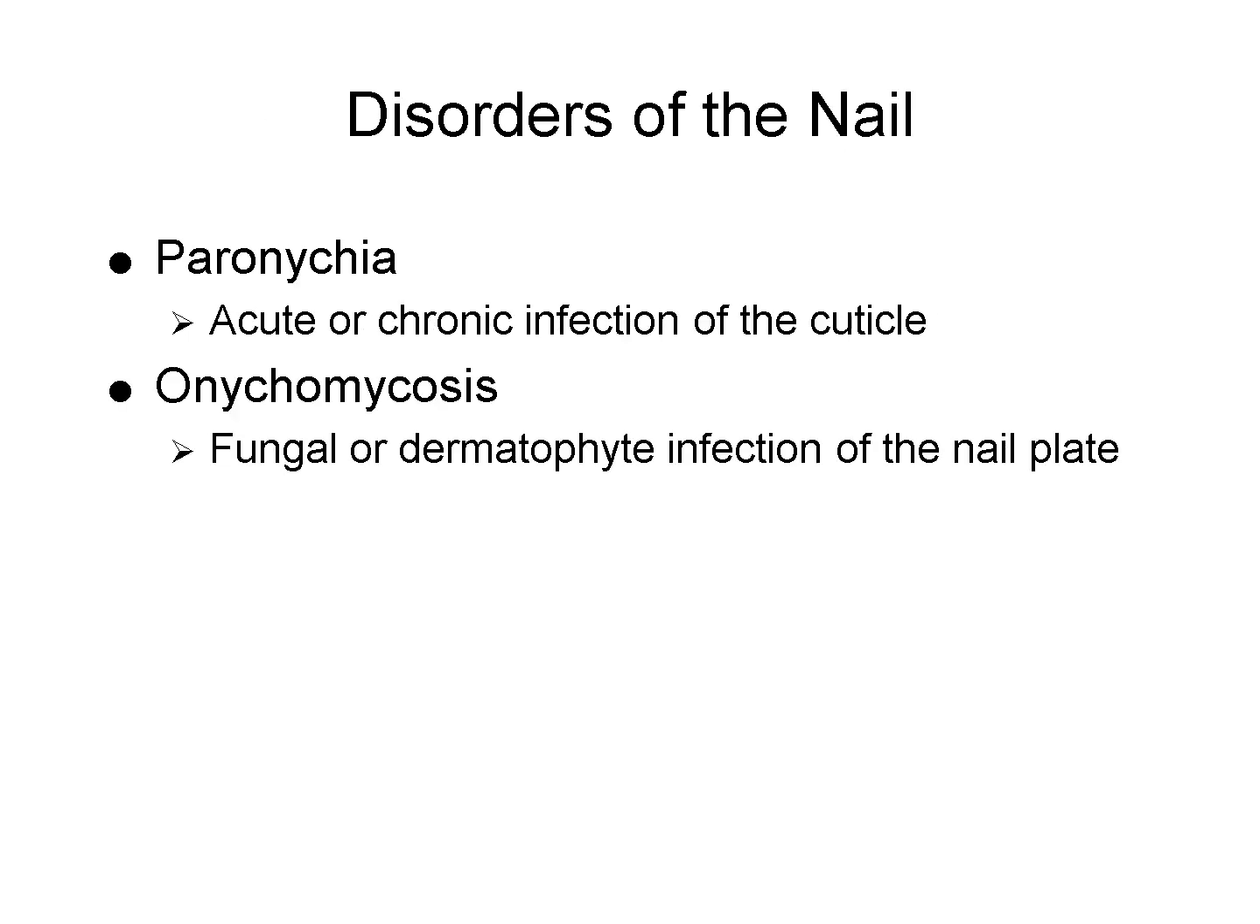Nail disorders can be caused by infection, trauma, or systemic disease. Paronychia is an infection of the nail fold, typically caused by bacteria or yeast. Onychomycosis refers to fungal infection of the nail plate, leading to discoloration, thickening, and brittleness. These conditions often require antifungal or antibacterial treatments and good nail hygiene.